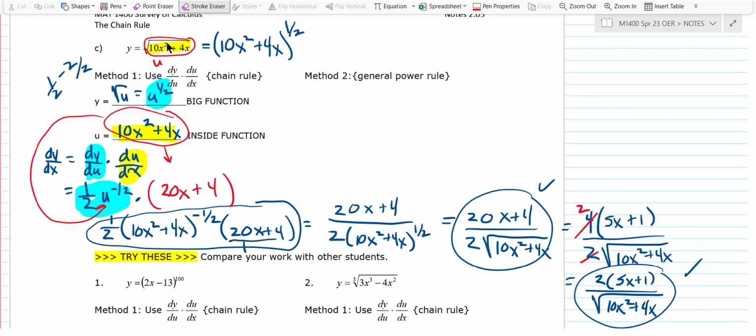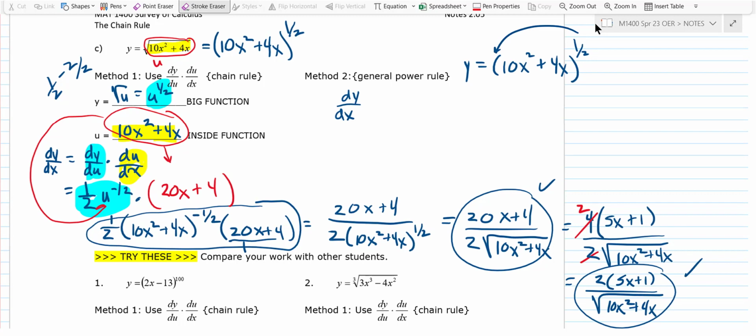Okay, so let's do this with the extended power rule, the general power rule. So what we're really doing is y equals (10x squared plus 4x) to the 1/2 power. Most of the time you're just going to do it like this, which is the chain rule. If I say general power rule, it's the chain rule in your head. So when you do this derivative, you bring the 1/2 down. You leave the 10x squared plus 4x alone. You subtract 1 from the exponent, which you can do in your head. So that becomes negative 1/2.